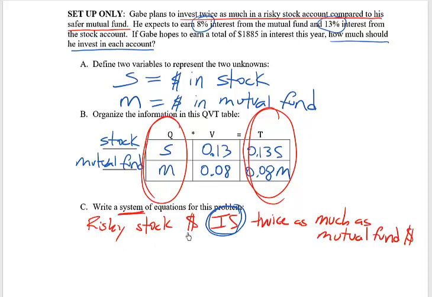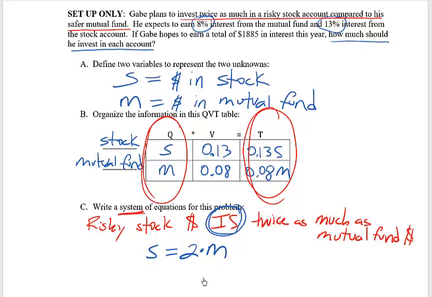The risky stock money. What's my name for that? Oh yeah, it was S. Is, that's the equal sign, twice as much as, or 2 times as much as the mutual fund money, in other words, the M. There's my first equation, S equals 2M.